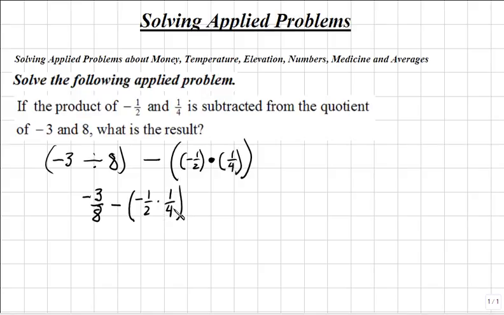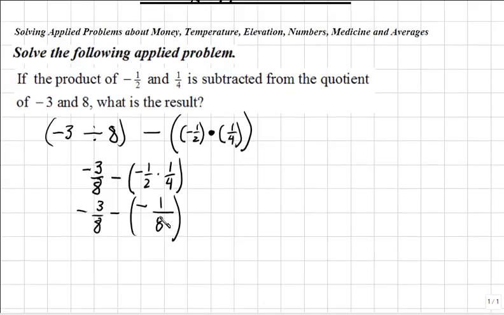So to simplify, working within the parentheses, we need to multiply negative 1/2 times 1/4, which would mean that we're multiplying the numerators and the denominators. And since we have a negative multiplied by a positive, the result will be negative. So 1 times 1 is 1, divided by 2 times 4 is 8. So our problem now becomes negative 3/8 minus a negative 1/8.